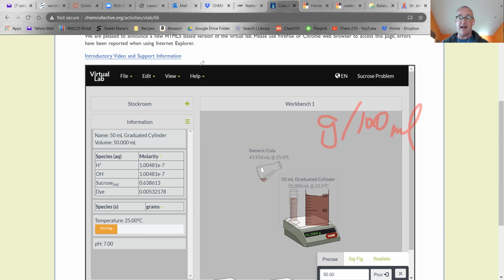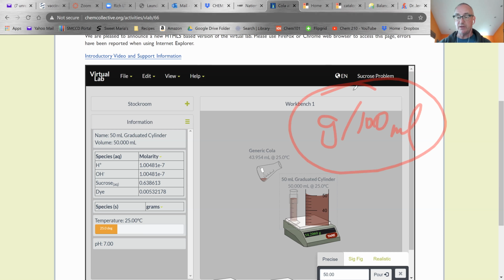Okay, because right now there's water and there's a bunch of other stuff in there. We need to know how much sucrose is in there. So we can't just tell by looking; we need the density for us to figure that out. That'll give us a concentration in grams per 100 mils.